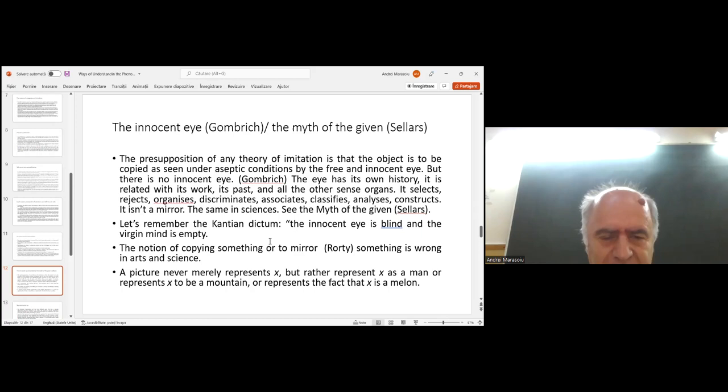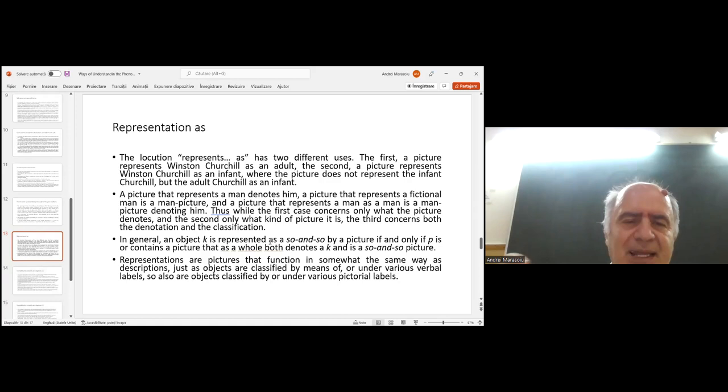This means that the notion of copying something or mirroring something in rote terms is wrong in arts and science. A picture never merely represents X, but rather represents X as a man, or represents X to be a mountain, or represents the fact that X is a man, for example. So this means that we have a representation as.